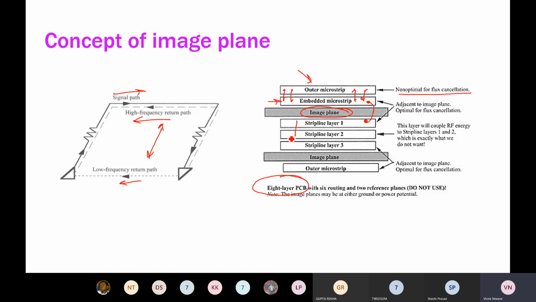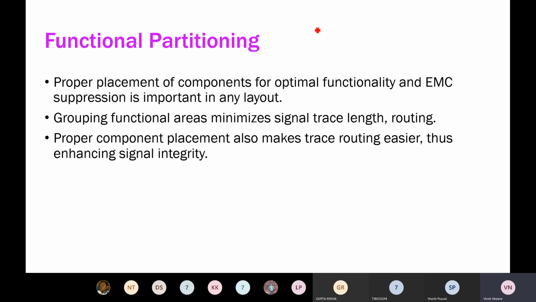लेकिन यहाँ पे क्या हो रहा है, ये वाला स्ट्रिप लाइन लेयर 1 2 and 3, this layer will couple RF energy to strip line layers 1 and 2, which is exactly what we do not want. We do not want to have the coupling. Therefore ये image plane बहुत ज़्यादा important रोल प्रोवाइड करता है वहां पे. वो रिमूव नहीं करता लेकिन लेट अस से टैकल करता है, हैंडल करता है, रिड्यूस करता है RF कपलिंग from adjacent planes.